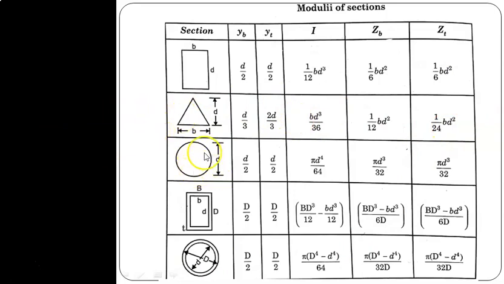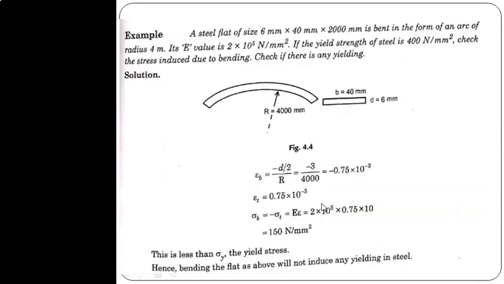But in the case of a circle, all are constant, and therefore we obtain Zb equal to Zt equal to pi d cubed by 32. Like here, for the hollow rectangular sections, we have d by 2, and Zt and Zb are also equal because these are all symmetrical sections. In the case of a hollow circular section, we have the same formula because it is a symmetrical section. So by using all these conditions, we can solve a problem.